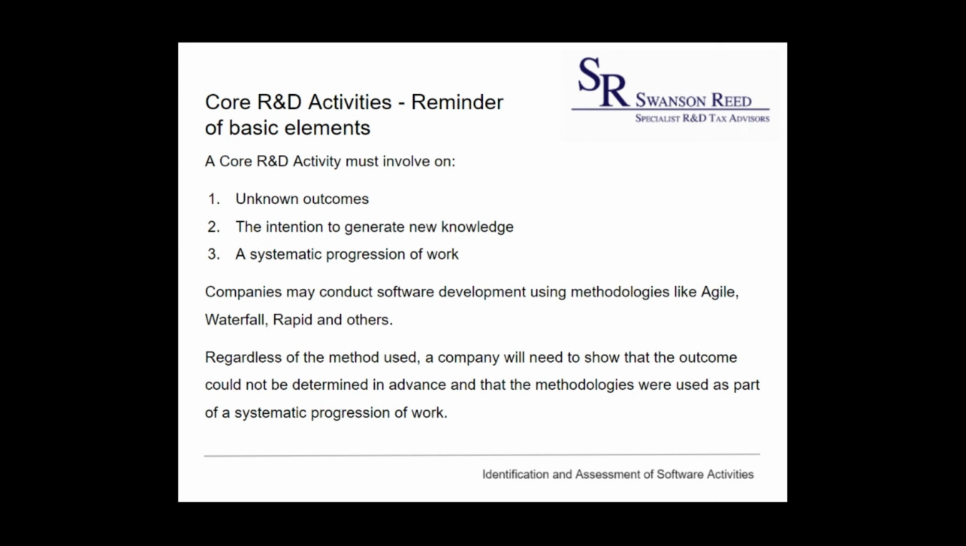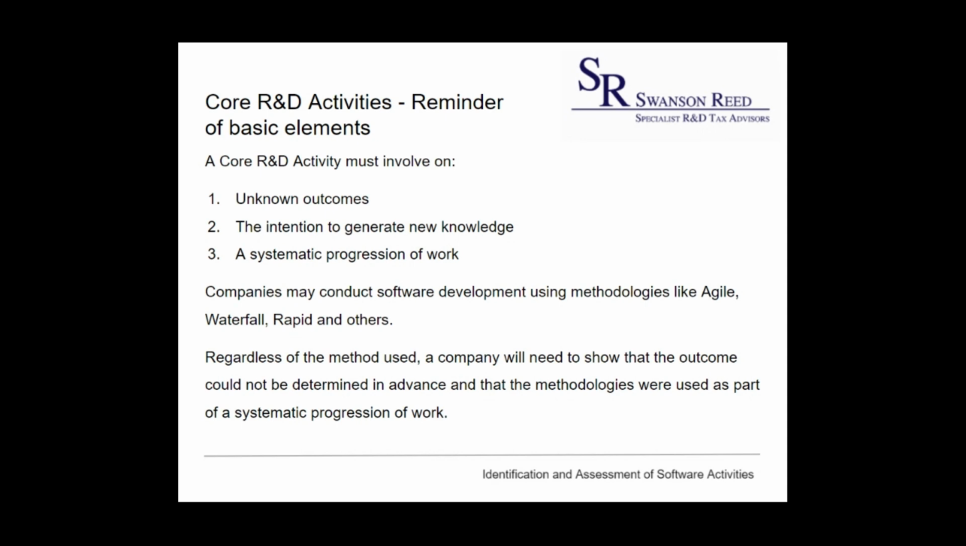The guidance also notes that companies may conduct software development using methodologies like Agile, Waterfall, and Rapid. However, regardless of the method used, if the activities are to be registered as R&D, a company will need to show that the outcome could not be determined in advance and that the methodologies were used as part of a systematic progression of work.